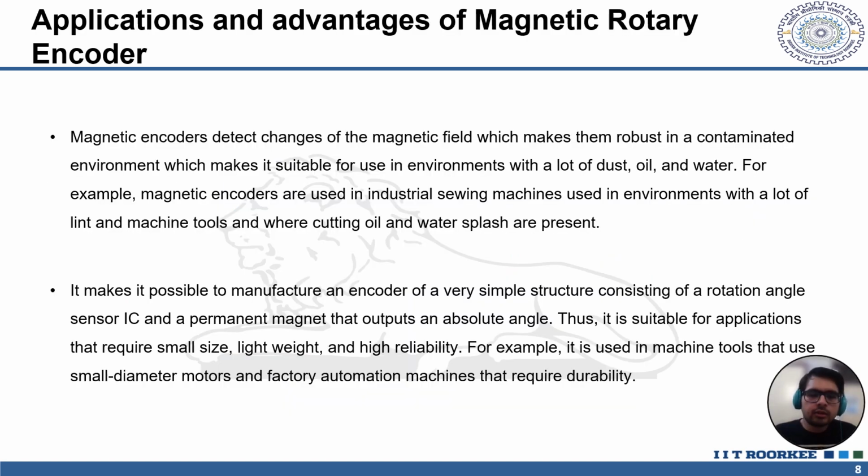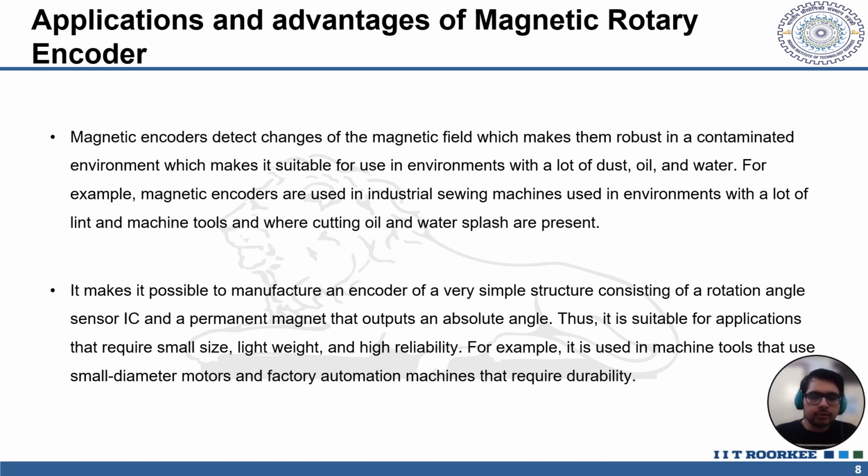Now let us go through some of the applications and advantages of magnetic rotary encoders. So magnetic encoders detect changes of the magnetic field, which makes them robust in a contaminated environment, which makes them suitable for use in environments with a lot of dust, oil, and water. For example, magnetic encoders are used in industrial sewing machines, which are used in environments with a lot of lint, and machine tools, where cutting oil and water splash are present.